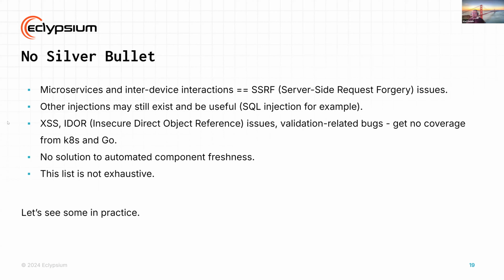Other injections might still be useful. For example, SQL injections might still exist, even though you will be in an isolated part of the database with just a few tables for the service you exploited. XSS issues, insecure direct object reference issues, validation-related bugs, they all get no coverage from Kubernetes or Golang or whatever other technologies we just named, right? There is also no apparent solution for automated component freshness. And to be honest, this list is not even exhaustive, so there might be more in a platform like this.